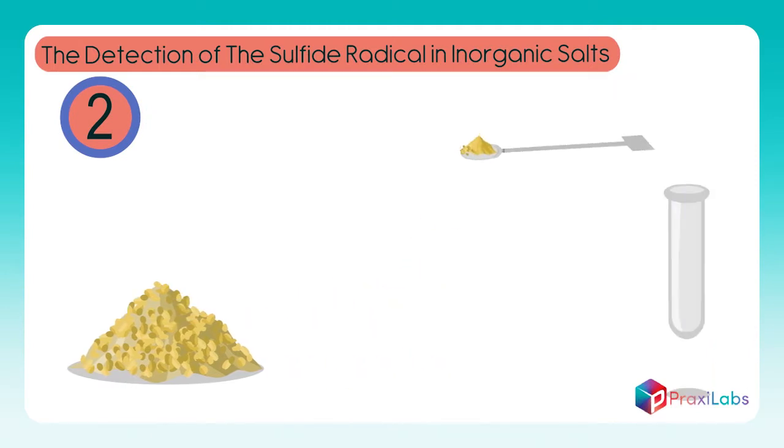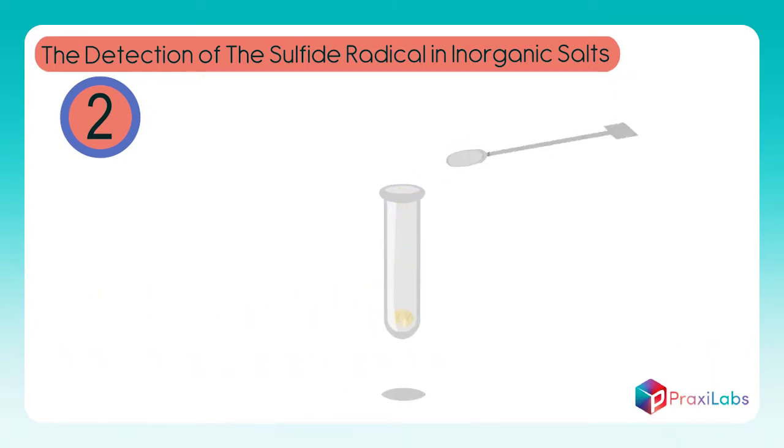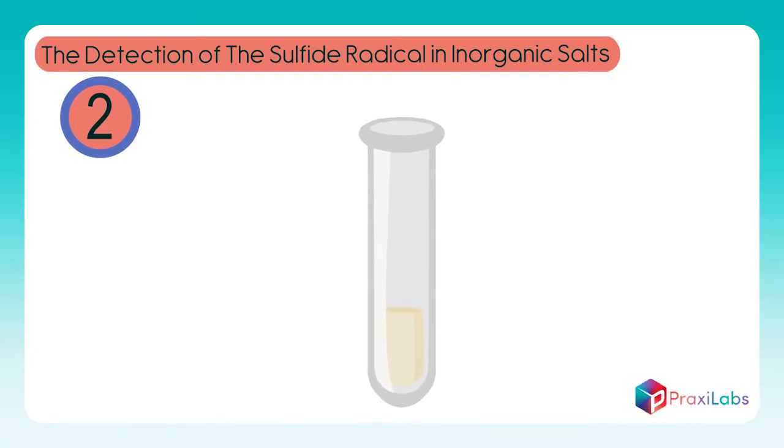Place a small amount of the salt in a test tube using a spatula. Then add 1 to 2 milliliters of water. Then rub the salt using a glass rod. Notice the solubility of the salt in water.